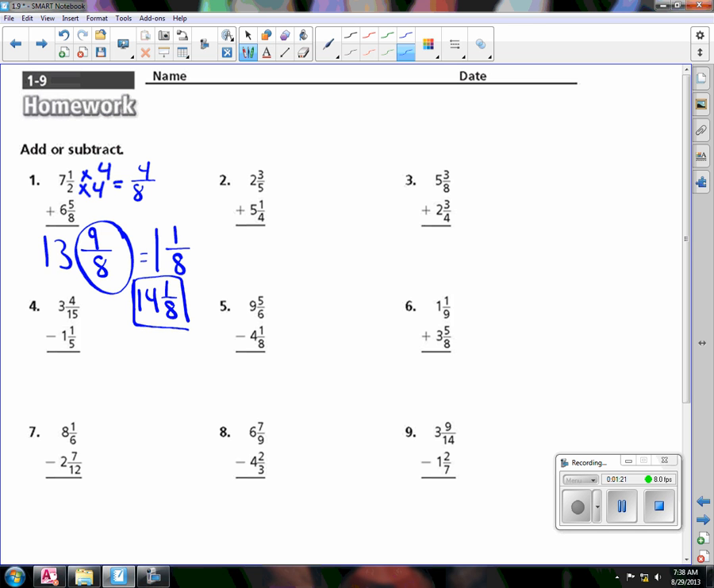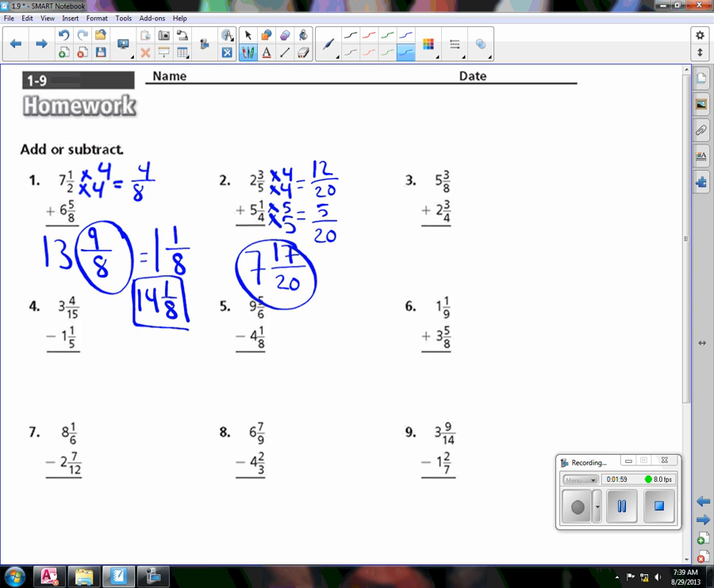Okay? Moving on, on number 2, I need to find my common denominator again. I'm going to multiply by 4 up here, and by 5 down here, because I know 20 is my common denominator. Okay? I get 12/20 and 5/20. 12 plus 5, 17/20. 5 plus 2 is 7, so 7 and 17/20, and that's my answer.